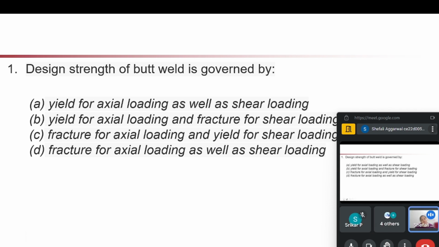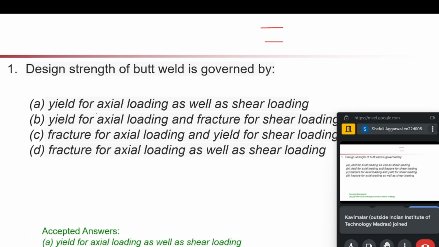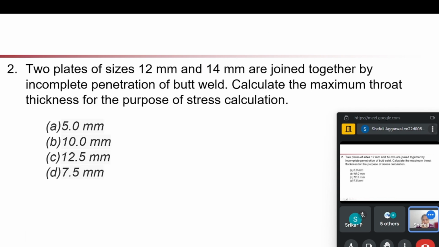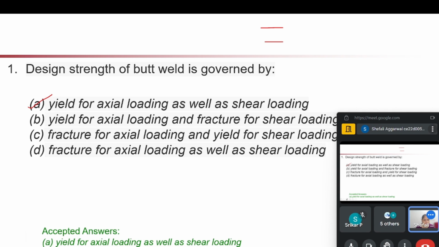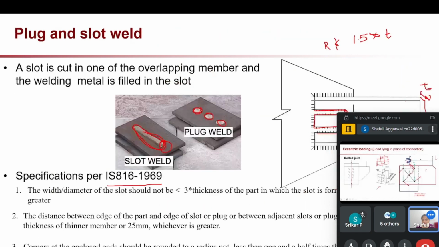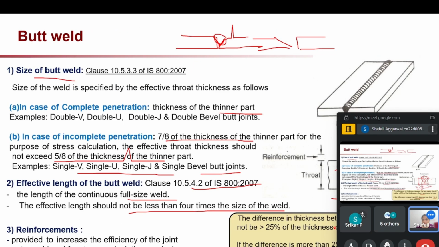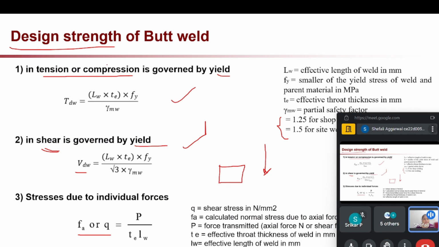If you go to the first slide, the first lecture, we were reading about tension or shear. Mostly our design strength is governed by yield only. It is governed by yield for axial as well as shear loading. So the answer is A. If you want, I will show you. The design strength of a butt weld is governed by yielding in terms of tension and compression as well as in shear.